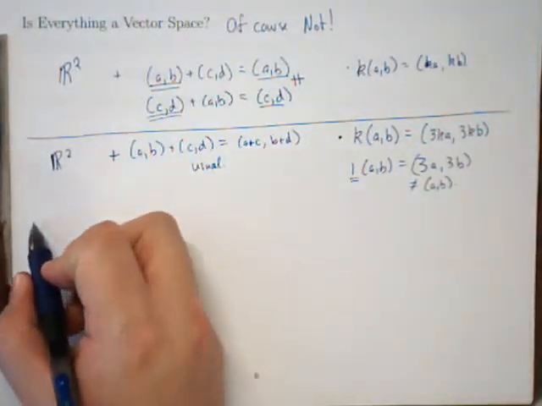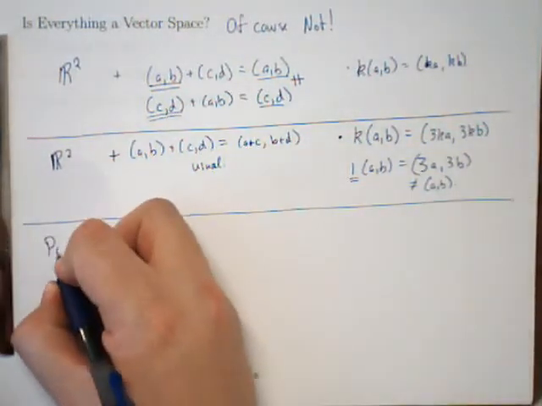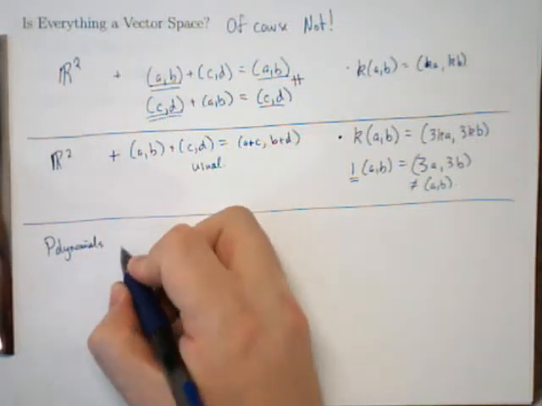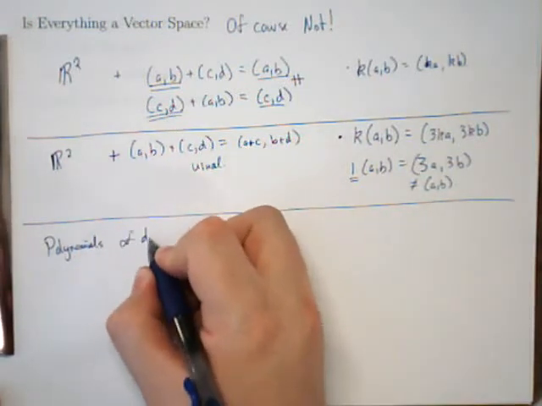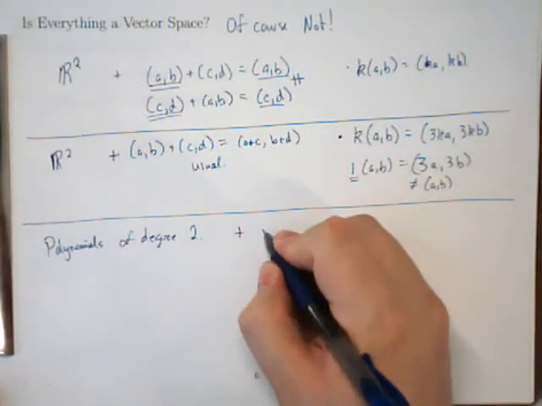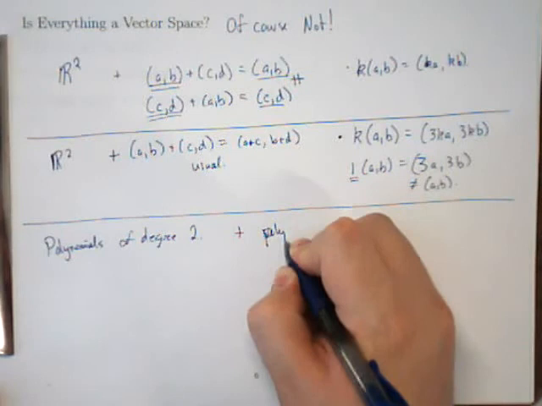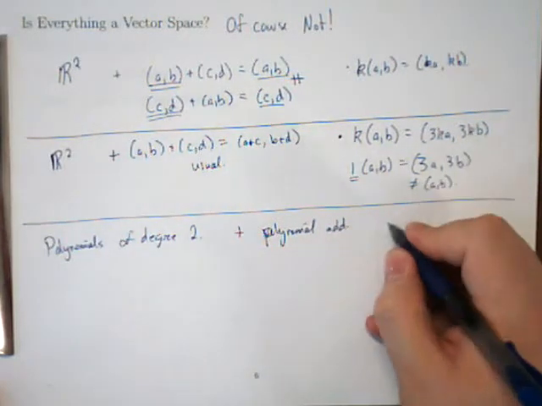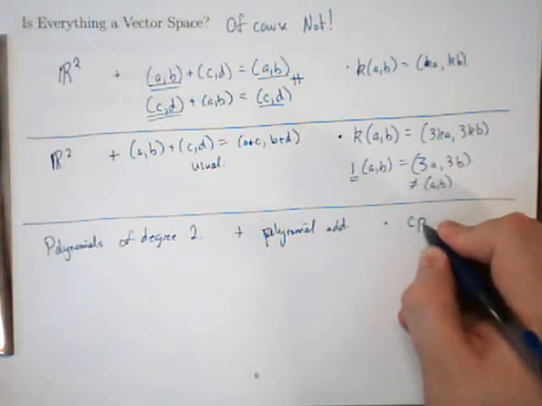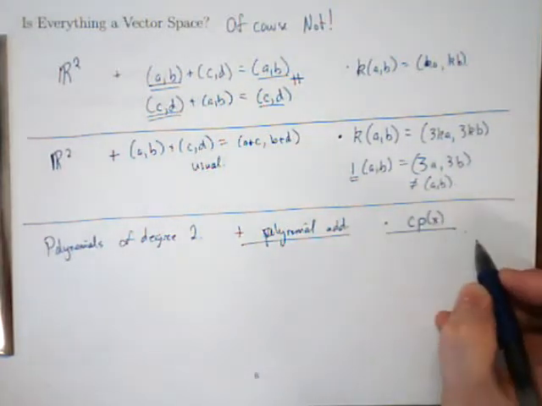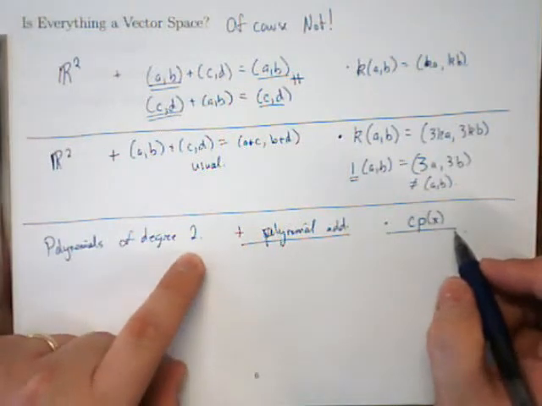I just want to look at one more. I'm going to look at polynomials of degree 2. We're going to use addition as polynomial addition, and scalar multiplication is regular scalar multiplication. So this is usual and this is usual. Are polynomials of degree 2 a vector space?